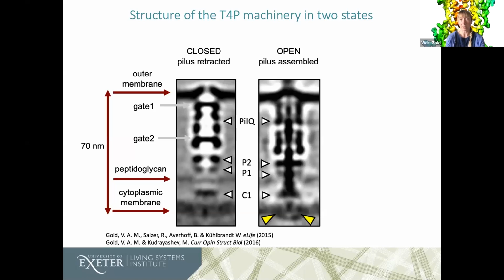You can see there's quite some conformational changes which have occurred on going into the open state. Of course, the gates have opened, the pilus is assembled through the center, and the N-terminal parts of PilQ, which you see here, have shifted down towards the cytoplasm. Of interest, we also identify some additional density present in the open state, which was not in the closed state, and we speculate that these may be the ATPases, which are required to drive filament assembly and disassembly.